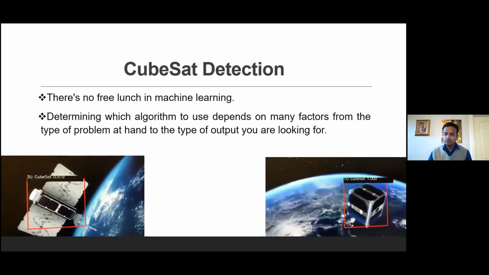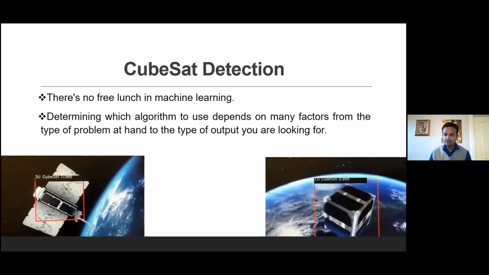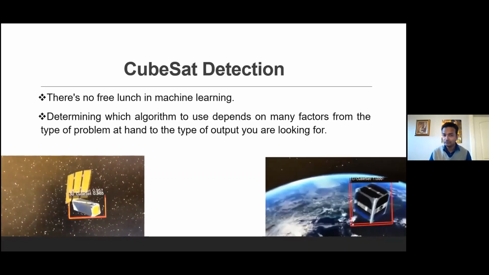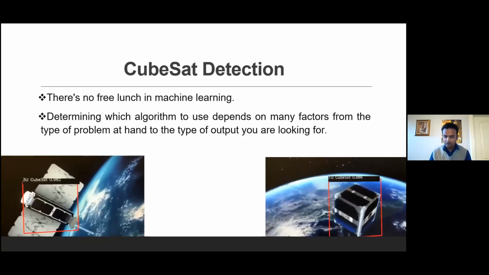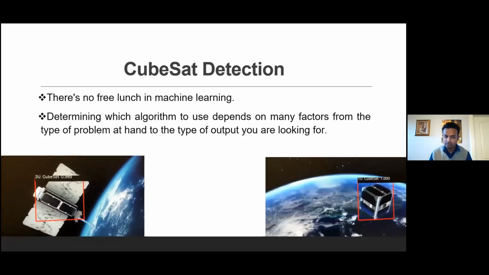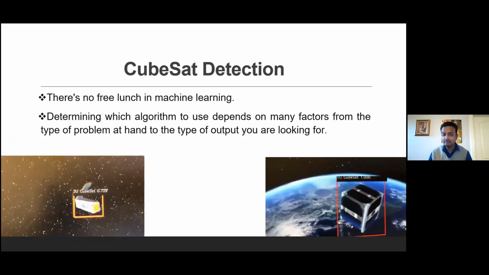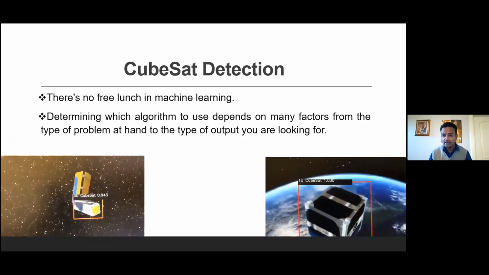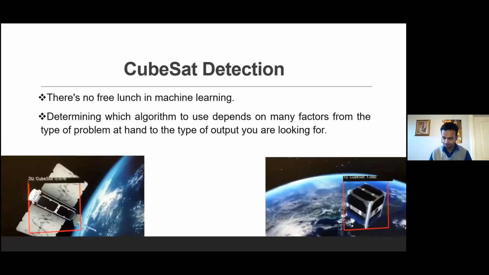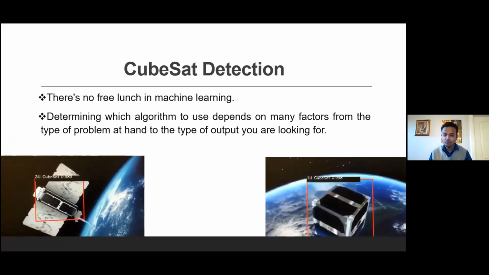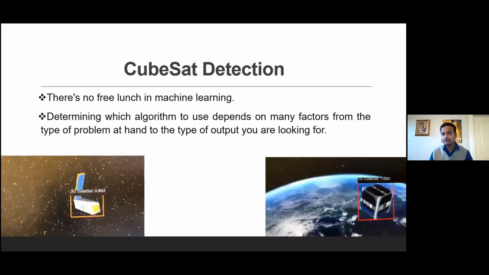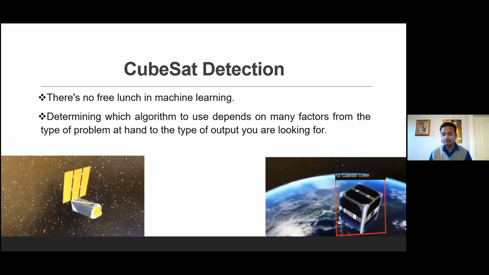So you can see there are two CubeSats in these two videos, and you can see one is a 1U CubeSat, another is a 3U CubeSat. And also you can see that each CubeSat has its own bounding box, the red color box, and it is labeled whether it's 1U CubeSat or 3U CubeSat with a probability. We all know probability ranges from 0 to 1. So have a good look at this video. I will discuss a few things during my presentation and future slides.